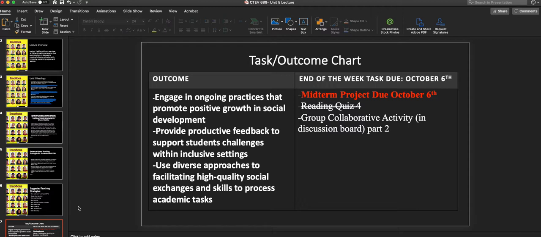So, to wrap up this lecture for this week, please remember to read all the directions for the midterm project. It should be pretty simple, as we've done a lot of these with this cohort. The group collaborative activity, the discussion board, is just a great little conversation following a video for us to explore different ways that we can improve the way in which we serve our students with disabilities.